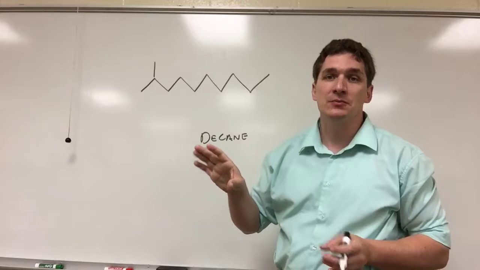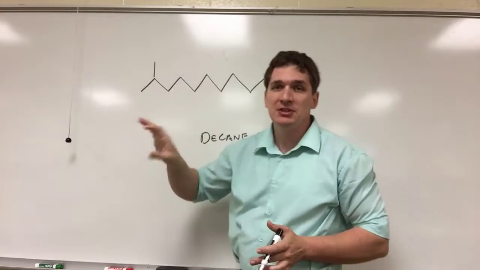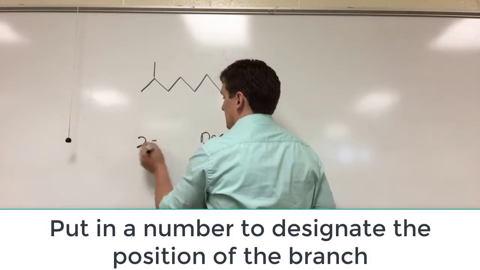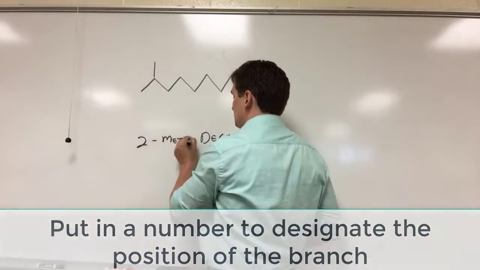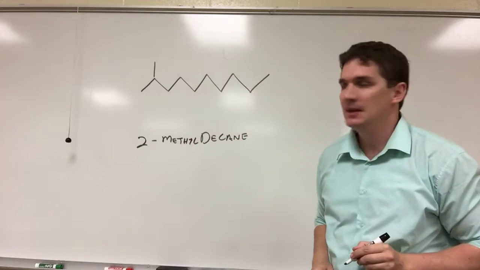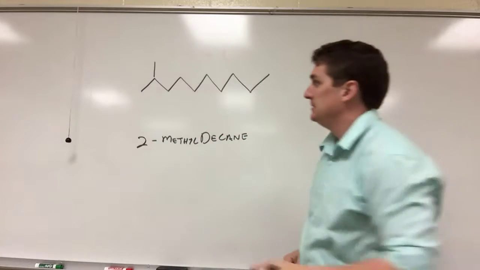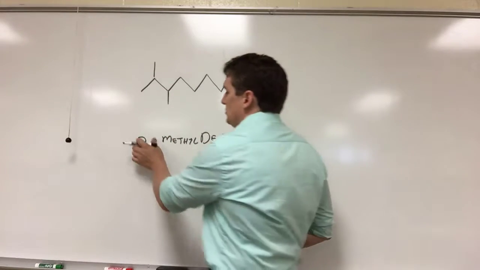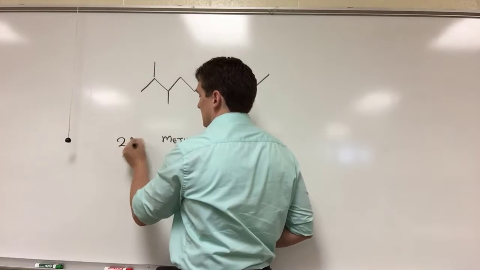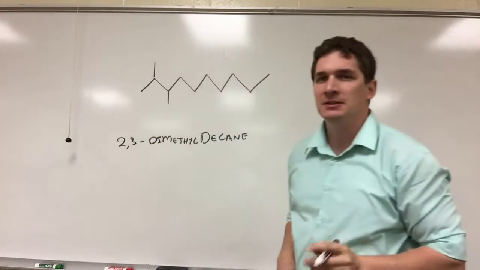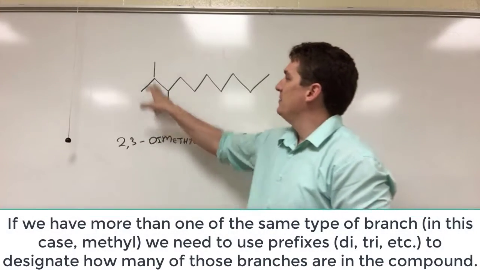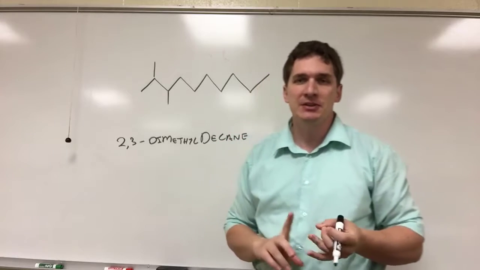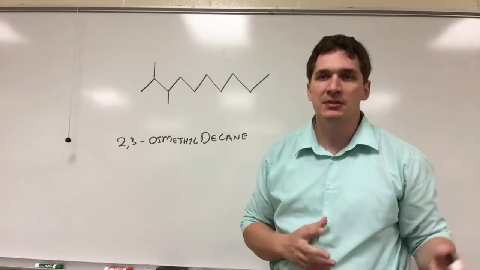So, easiest thing to do if we only have one branch is to go to the end of the chain closest to that branch. This is carbon 1, carbon 2. So this is 2-methyldecane. Let's say we put a second one on there. Put it here. We still want to minimize the number, but we've got 2,3-dimethyl. Now, did you see what happened there? When we have multiple methyl groups beyond the one, we need to use a prefix to designate how many are there. So di, tri, tetra, penta, hexa, all those.